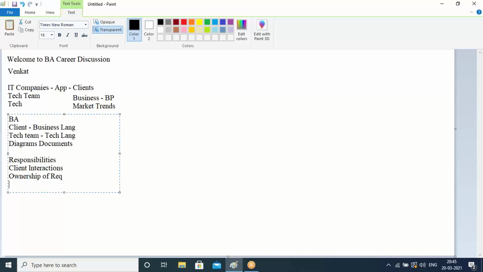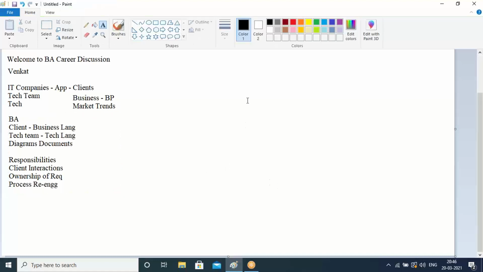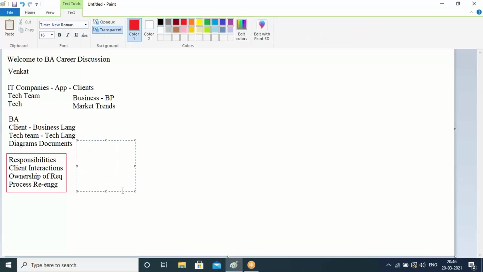Okay, and the third one is we do process re-engineering. Now, as a BA, we suggest solutions to the client. Before we suggest the solutions, we need to understand where we are suggesting the solutions, because our solutions vary depending on the process. So we need to understand the existing process. Understanding the existing process, we call it process re-engineering. To get more clarity on this, let me give you one example.